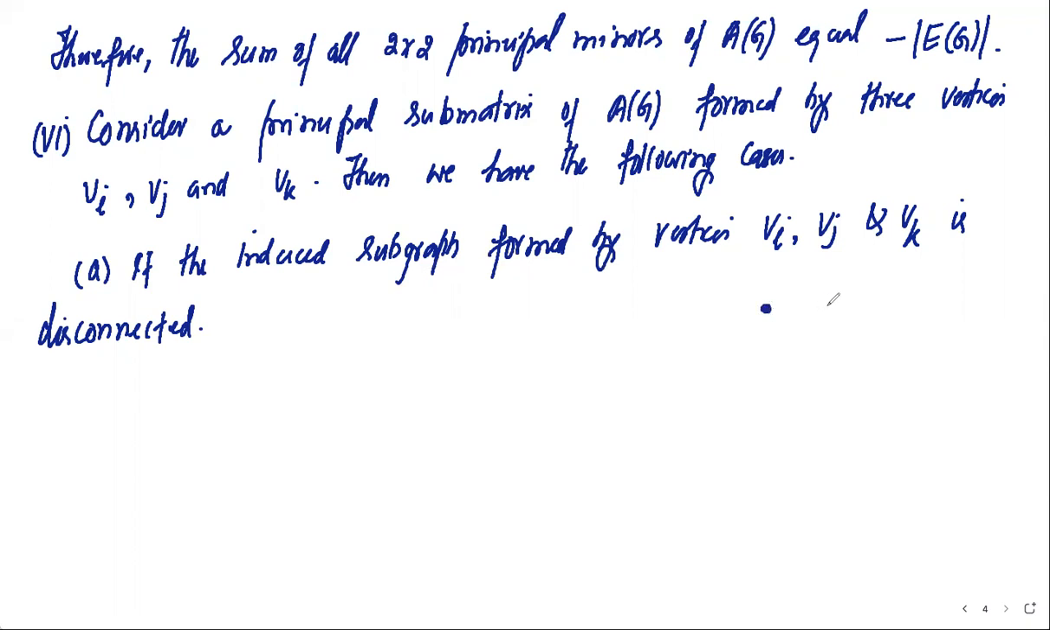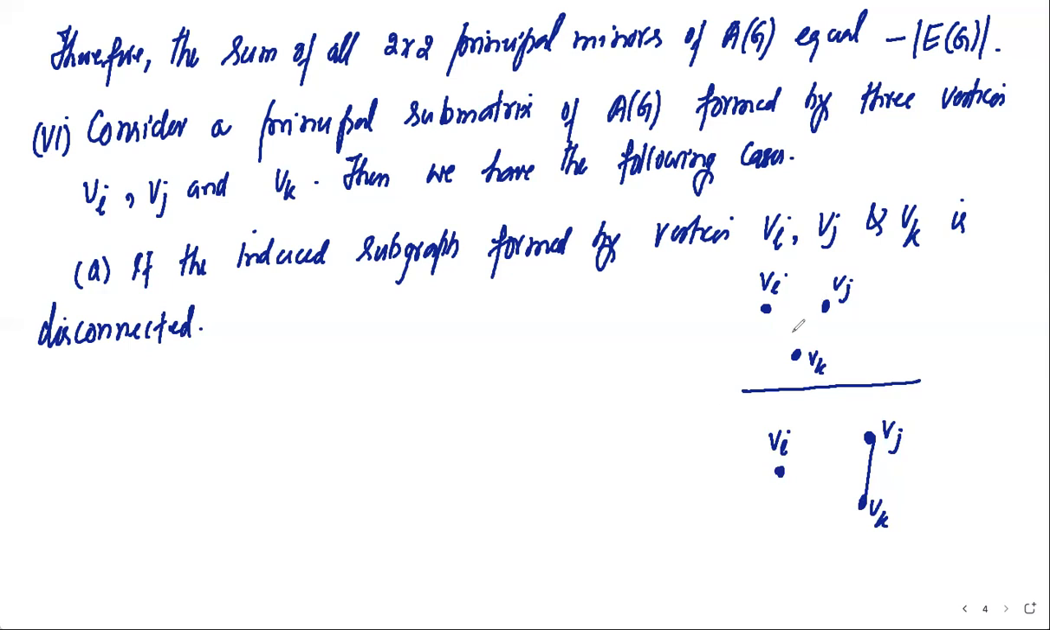So either the graph will look like this, with Vi, Vj, Vk, or the graph will have some edge, with this kind of shape. For example, Vi is here, and there is an edge between Vj and Vk. In the first case, the adjacency matrix, which is the submatrix of A of G induced by these 3 vertices, will be a 0 matrix because there are no adjacencies between these 3 vertices.